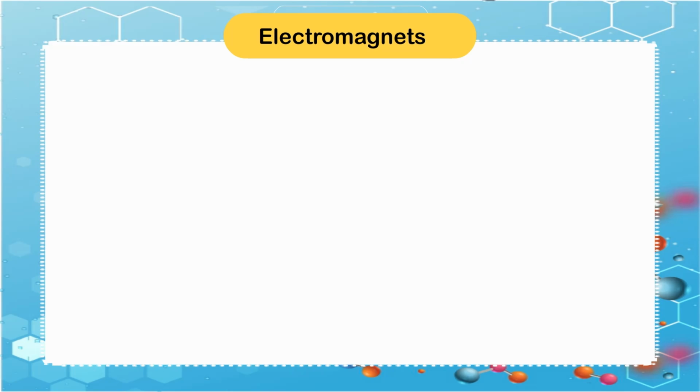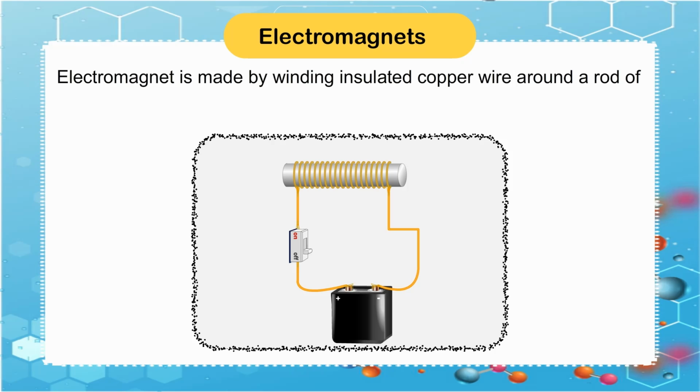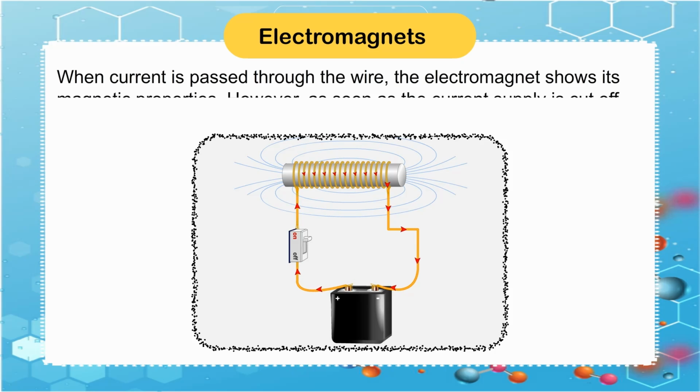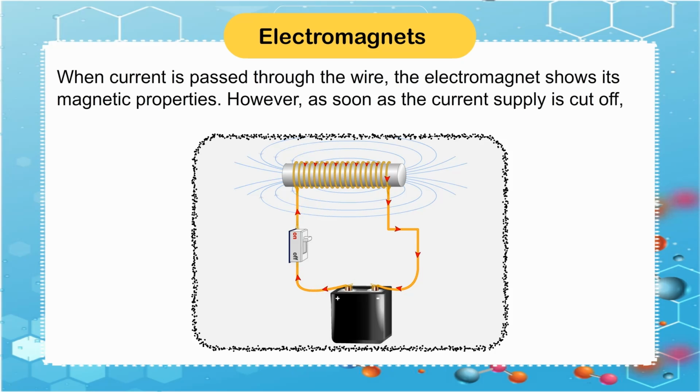Electromagnets. An electromagnet is made by winding insulated copper wire around a rod of iron or any other magnetic material. When current is passed through the wire, the electromagnet shows its magnetic properties. However, as soon as the current supply is cut off, the magnetism is lost.